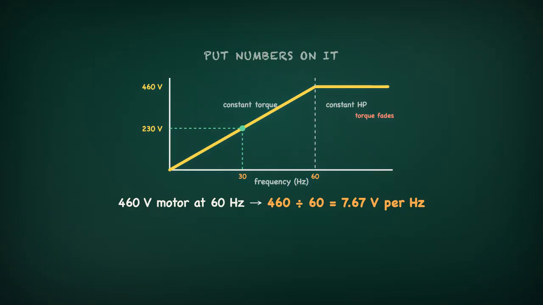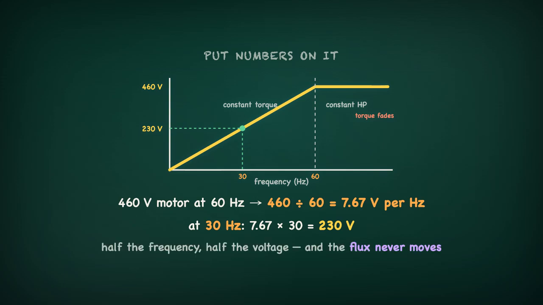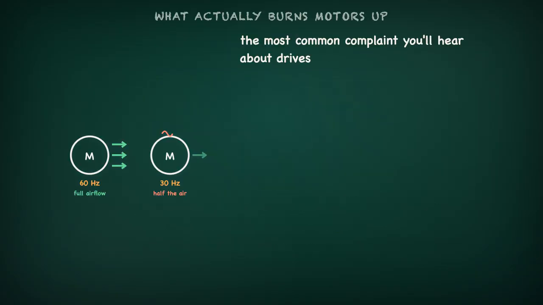Put numbers on it. A 460 volt motor at 60 hertz. 460 divided by 60 is 7.67 volts per hertz. So at 30 hertz, the drive gives it 7.67 times 30. 230 volts. Half the frequency, half the voltage, and the flux never moves.